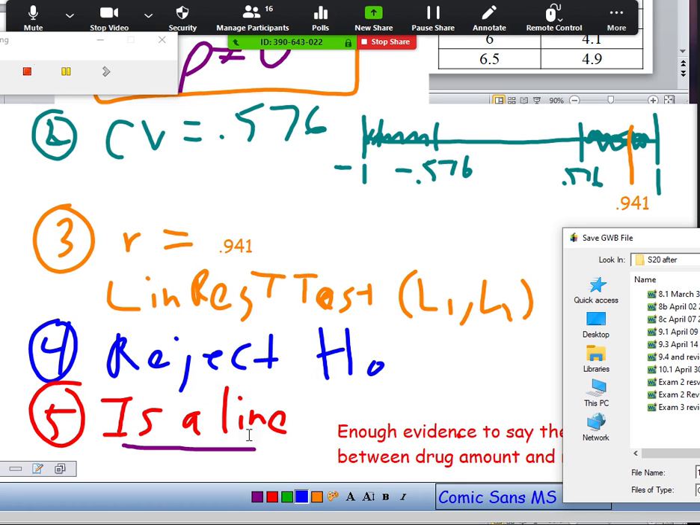Make sure you get used to writing that down, because this is what's going to keep you on the right path. If you do reject H0, then you do have a line. If you do not reject H0, then it's not a line. But here, since you do reject H0, then it is a line.